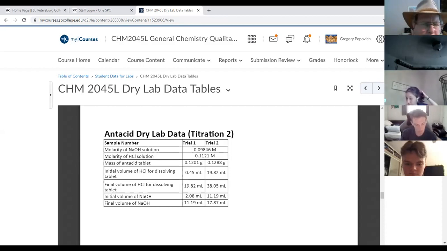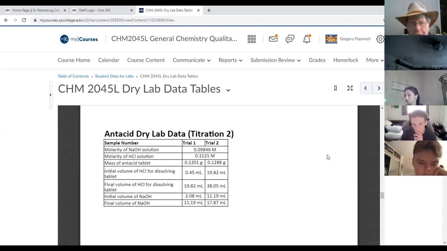What do you feel more comfortable with, guys? The 0.1010 or this number? He's changed this since last semester. Before, he didn't give this to you. He basically let you use your data from the first lab. What do you feel more comfortable with? This number for your NaOH solution or the one I gave you?